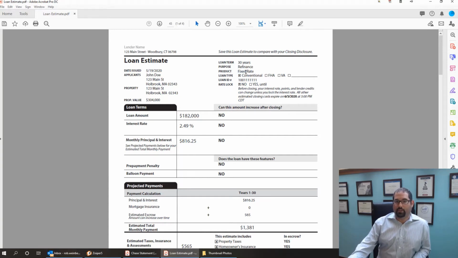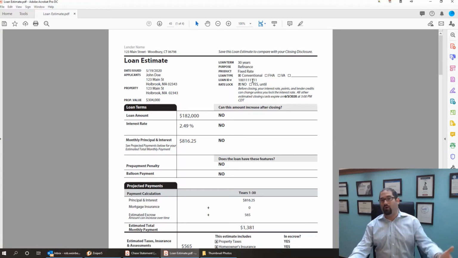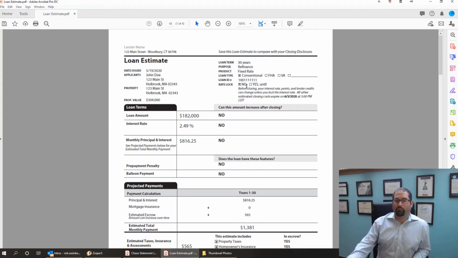And then the loan type. So it could be conventional, FHA, VA, USDA, or any other type of loan. Those are the most common. It'll have an X on the box that the type of loan is. The loan ID number, this is just an arbitrary number that every loan is going to have to identify itself in the system of your lender. Some lenders use 4 or 5 digits, some use 15 digits, or anywhere in between. Don't get too worried about your loan ID number.